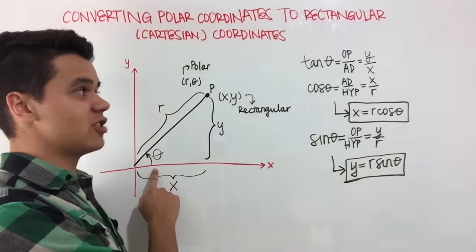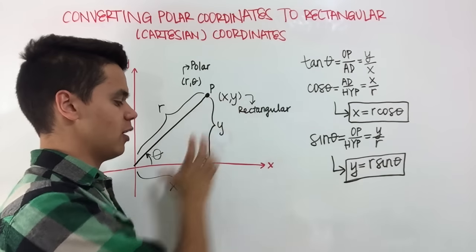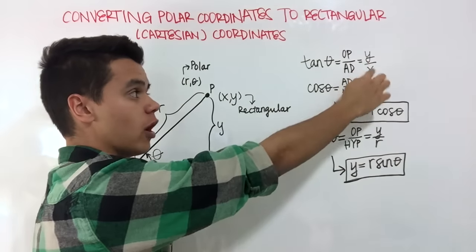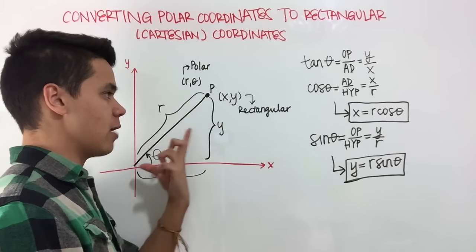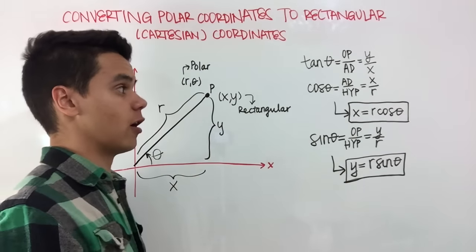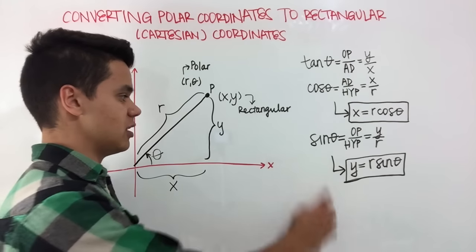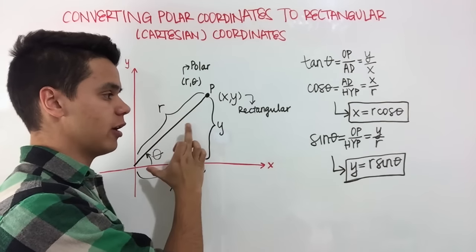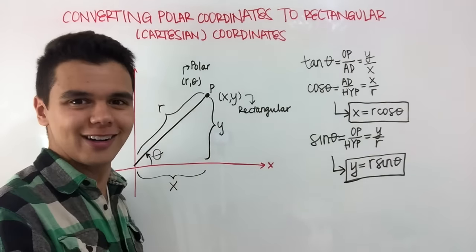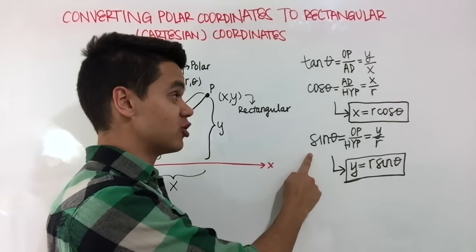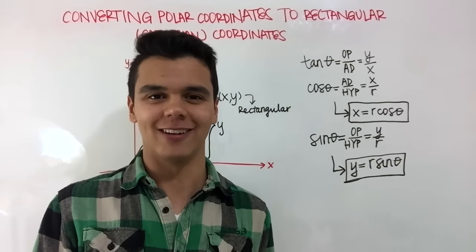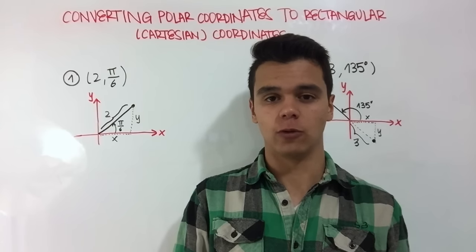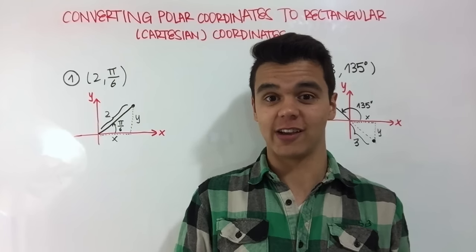We can see that the tangent of theta, which is the opposite over the adjacent, is equal to y over x. The cosine of theta, which is equal to the adjacent over the hypotenuse, is equal to x over r. And the sine of theta, which is the opposite over the hypotenuse, is equal to y over r. From these two relationships, we can express x and y as a function of r and theta. Now, I'm going to solve two different examples converting polar coordinates to rectangular coordinates.